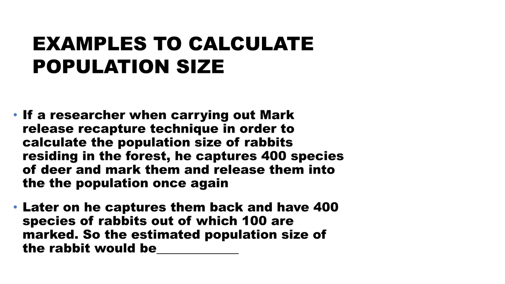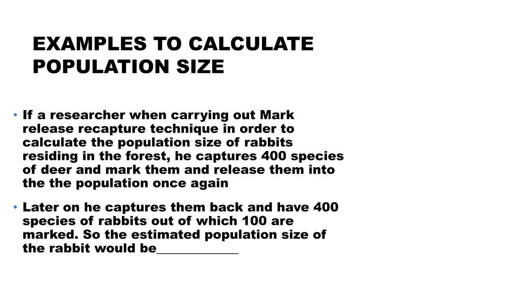See, once again, this question is prepared by myself only. If a researcher wants to carry out the mark recapture technique to calculate the population size of rabbits, he is going to capture how many? 400. So 400 is my first sample size, and then he is marking them and releasing them back into their environment. After that he is recapturing them. तो अब recapture करने के बाद भी कितने species वो recapture कर रहा है? That is 400. So again my second sample becomes 400. तो 400 आ जा रहा है, and उस 400 में से कितने marked हैं?